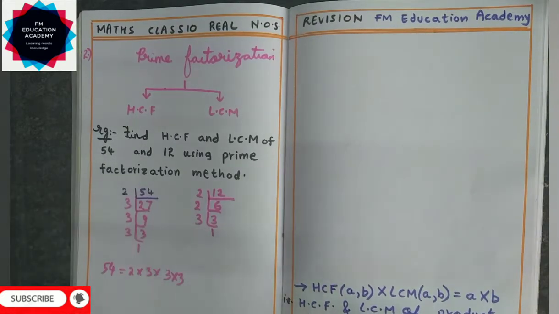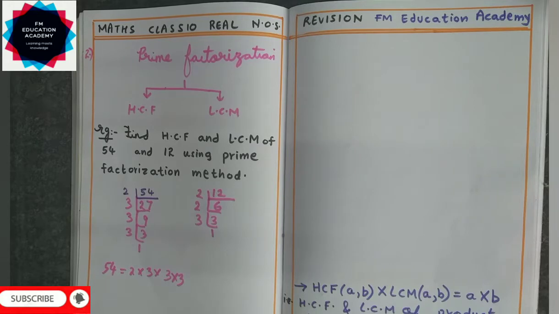Always remember, in the prime factorization method, you should use only prime numbers, as you can see in this example. What are prime numbers? Prime numbers are the numbers which are divisible by 1 and itself only. Prime numbers won't go in any other table. They will only go in their own table, or only in one table. So in prime factorization, use only prime numbers.